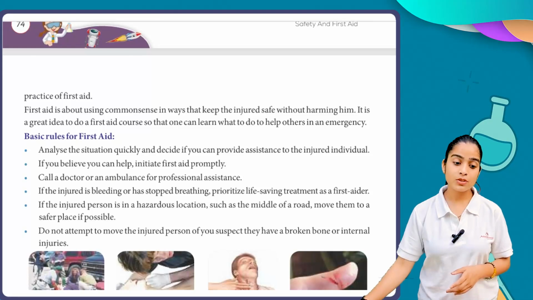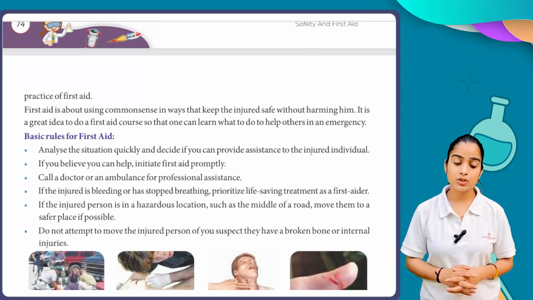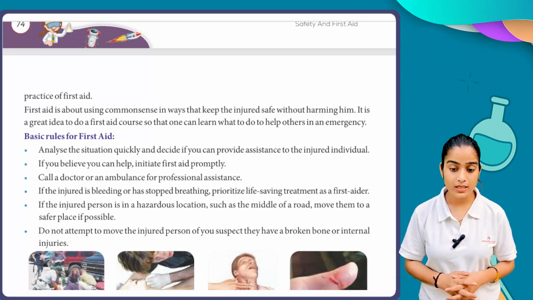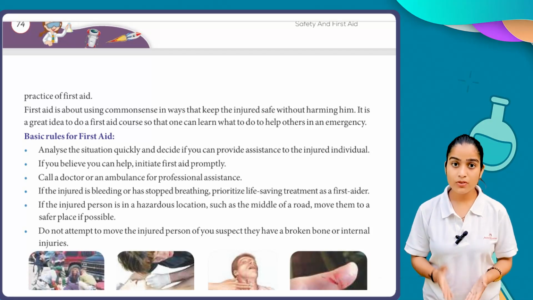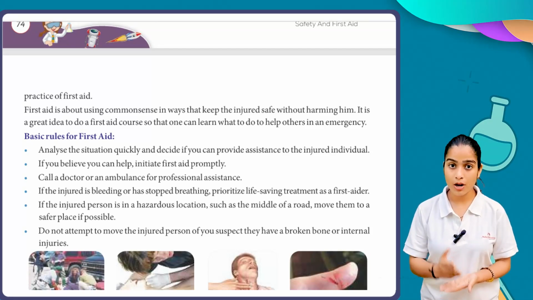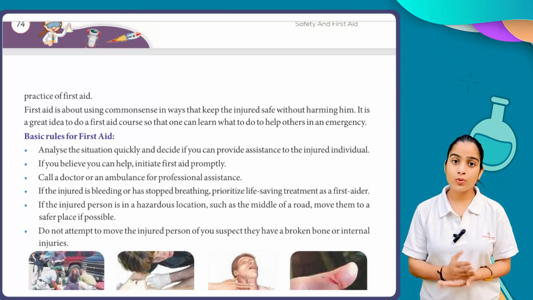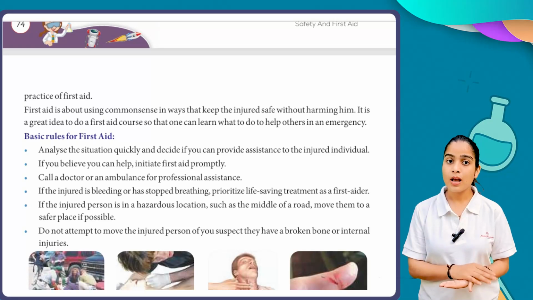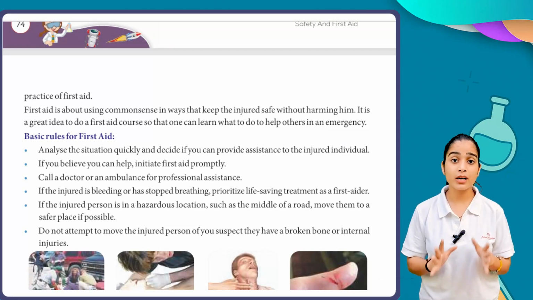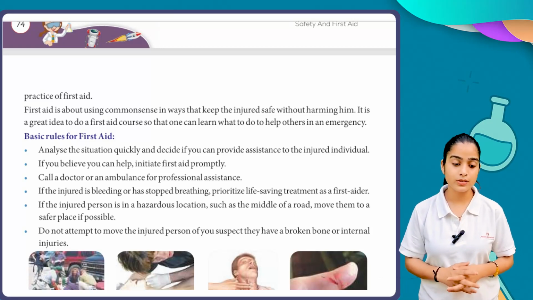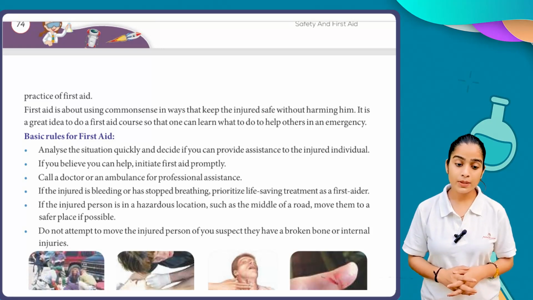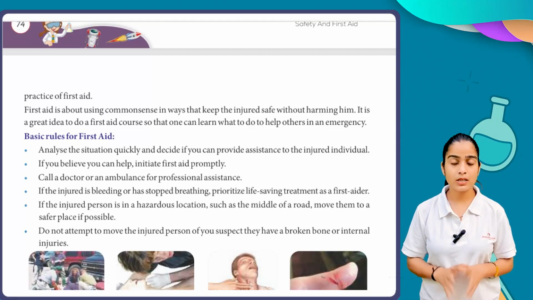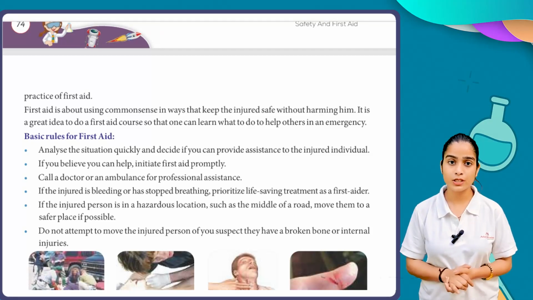Now, basic rules for first aid: analyze the situation quickly and decide if you can provide assistance to the injured individual. First of all, you have to analyze whether it is your cup of tea or not. If you can do it, then do it; otherwise stay away from it. You have to proceed with an experienced or adult person. If you believe you can help, initiate first aid properly. If you see it is your cup of tea, then proceed properly.